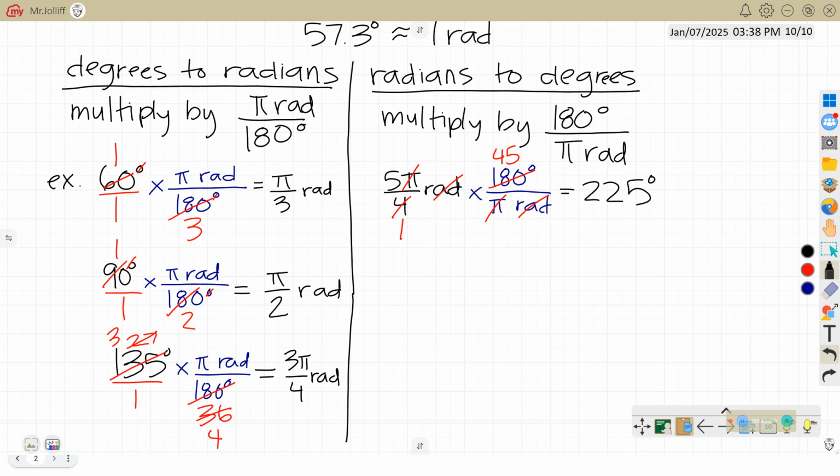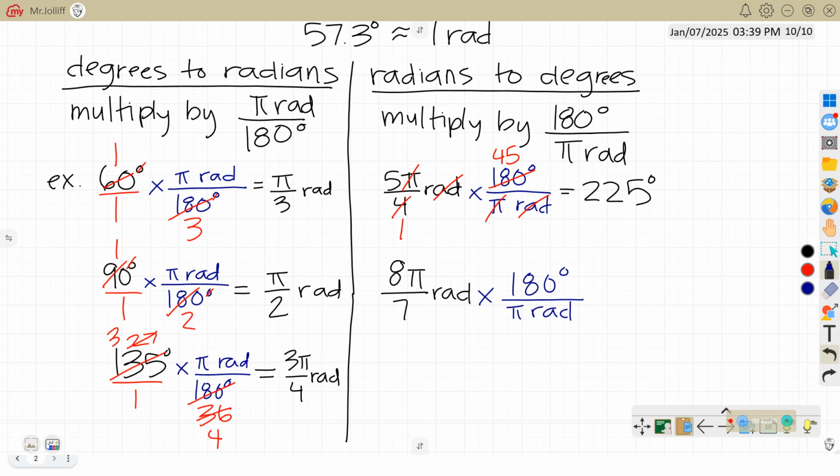Okay, we're going to try one more. 8 pi over 7 radians. I want to convert it to degrees. All right. Natalia, what do I do first? Perfect. Multiply by 180 over pi. That's our conversion fraction.